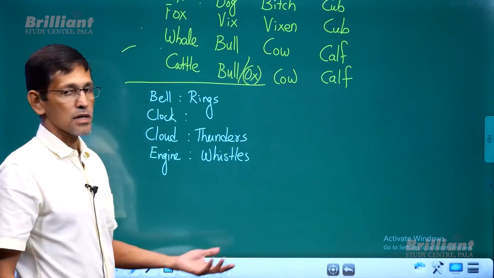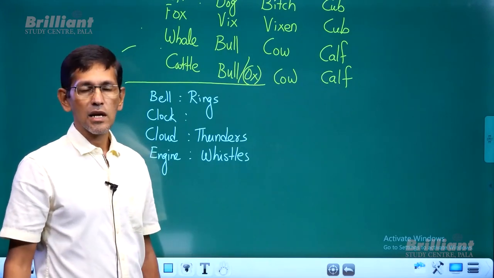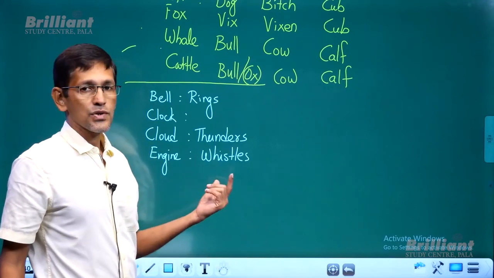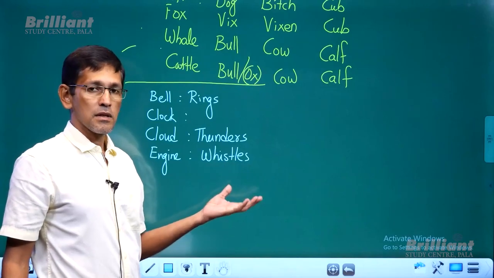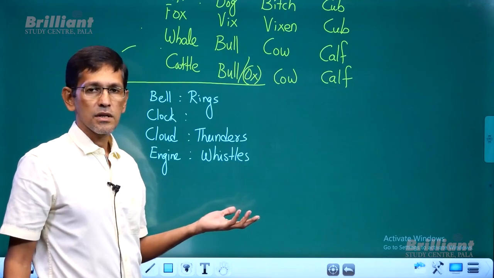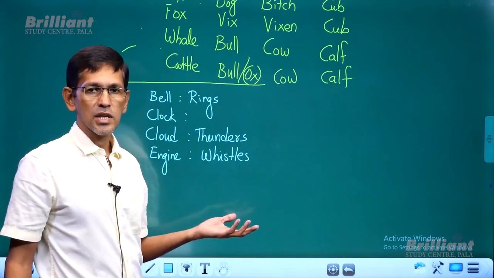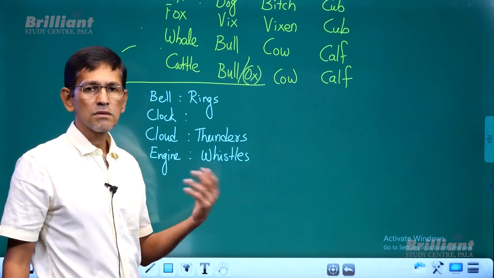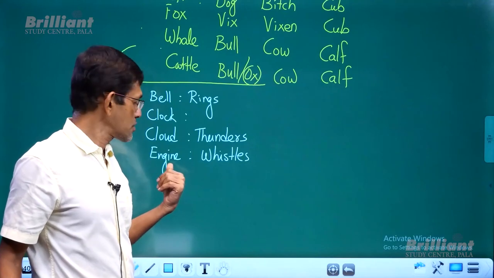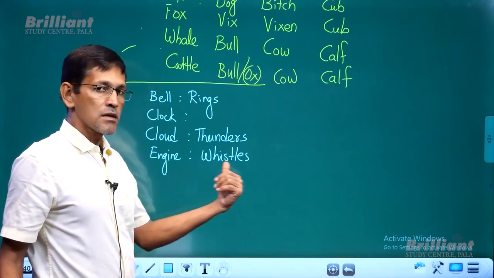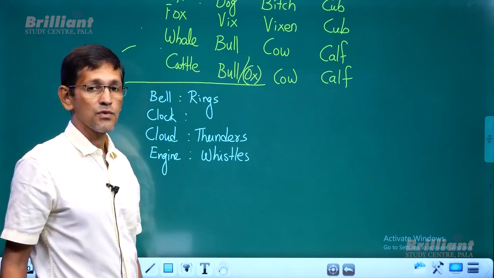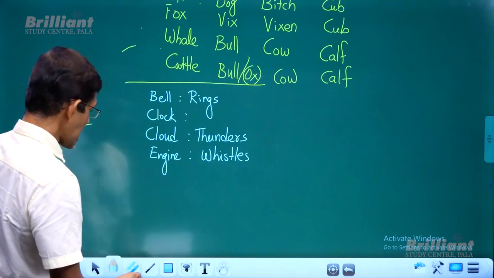Well, now you know what, the most modern engines, especially electric engines, don't make any sound at all. These are the sounds which were used by the people at the origin of the English language. So when the engine was invented, what was the sound of the engine, especially the steam engine? That makes whistling sound every now and then. So that is why they used that sound, whistles, to indicate the engine. The sound of the engine, what? Whistles. And what else you have?